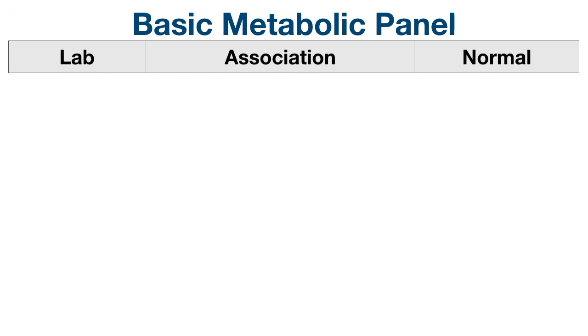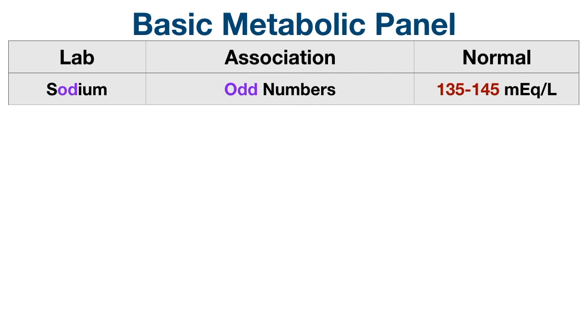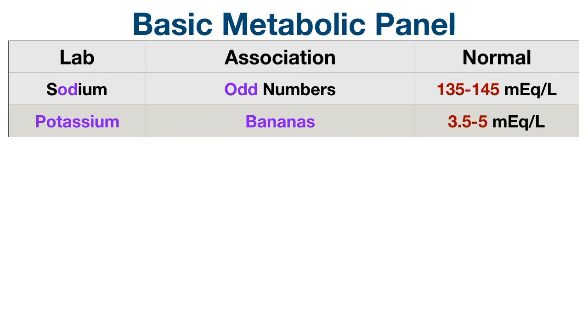Let's recap quick, and then we'll move on to the next set of labs. For sodium, remember odd numbers 1, 3, and 5 to help you remember 135, with the normal range of 135 to 145. For potassium, remember bananas. There are usually 3 to 5 bananas in a bunch, and you want to buy them half off. This will help you remember 3.5 to 5.